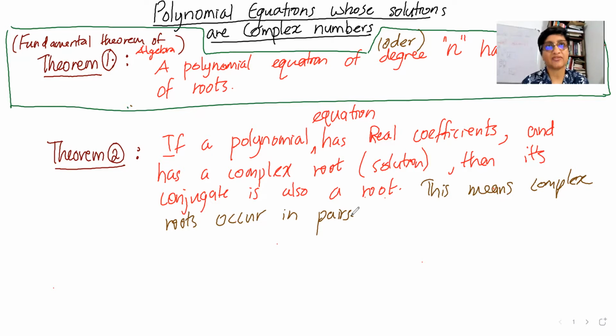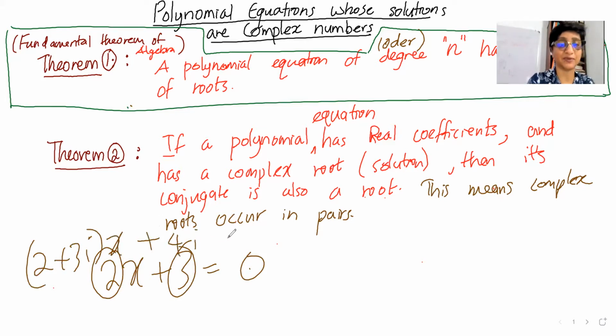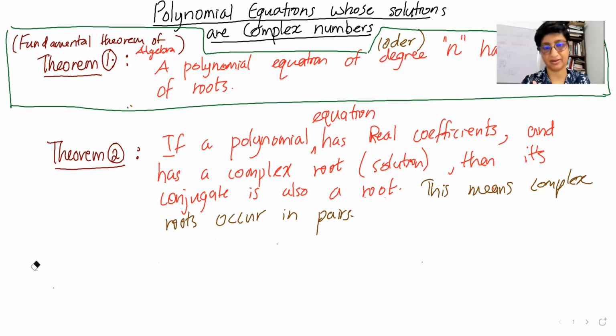So when you take an example for an equation, when I say 2x plus 3 equals 0, now these 2 and 3, these are coefficients. These coefficients can be complex now. This could have been 2 plus 3i times x plus 4i equals 0, right? But we are not talking about that type of polynomials. We're talking about polynomials where the coefficients are real numbers, but its solution could be complex. I hope it's clear to you what I'm saying. Okay, so this theorem is about polynomials whose coefficients are real numbers.